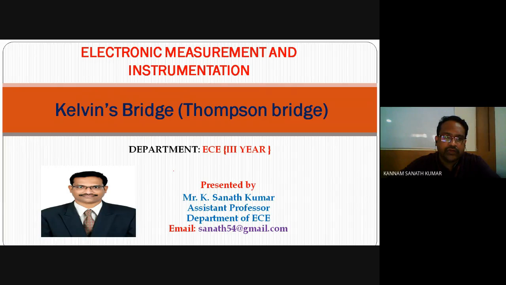So when you want to find a low resistance by using the Wheatstone bridge, you may get the error. In order to find a low resistance, like lead resistance or contact resistance, you need to go for another type of bridge, that is Kelvin's or Thomson's bridge. This also comes under the DC bridge. So in the DC bridge, you have the Wheatstone bridge as well as Kelvin's bridge.